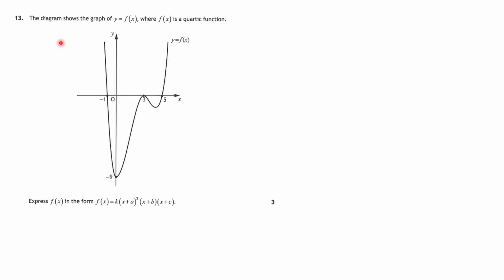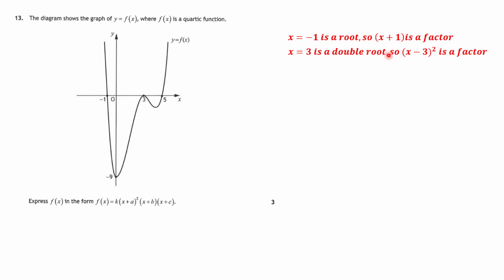Question 13. The diagram shows the graph of y equals f of x, where f of x is a quartic function. Now we have roots at -1, 3 and 5, so we can say x equals -1 is a root, so x plus 1 is a factor. The next one we can say is x equals 3 is a double root, so x minus 3 all squared is a factor. A double root because it's also a turning point. And then x equals 5 is a root, so x minus 5 is a factor.